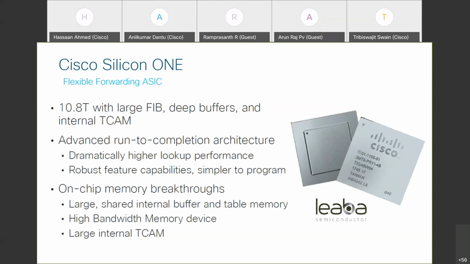So what is the basic difference between the two? In run to completion, in case you have a packet which needs low feature or low processing, that packet can be processed very quickly. And in case you have a packet which has complex forwarding decisions to be made, like a lot of features and a lot of headers on it, then it will take a little more time as compared to the simple forwarding packet.